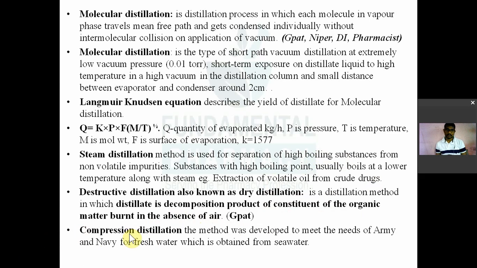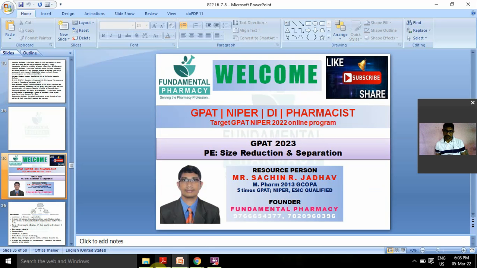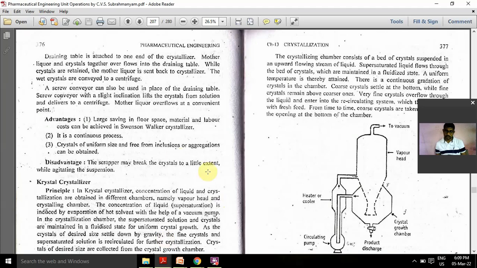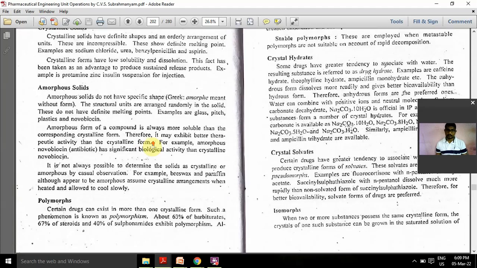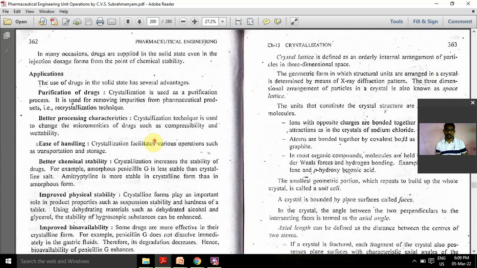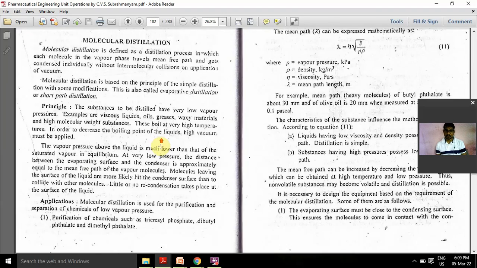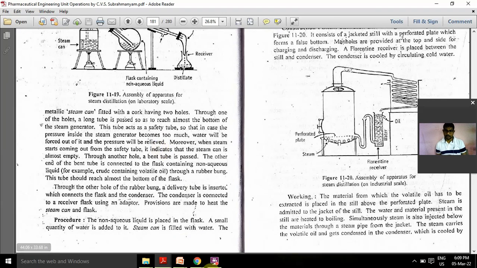Compression distillation is a method developed to meet the needs of army and navy for fresh water, which is obtained from sea water. So compression distillation is nothing but what I have told you about the distillation. See, you can see Pharmaceutical Engineering by CBS सुब्रमण्यम. आपको डिस्टिलेशन का वो सब पार्ट जो भी है वो सब कवर किया है.